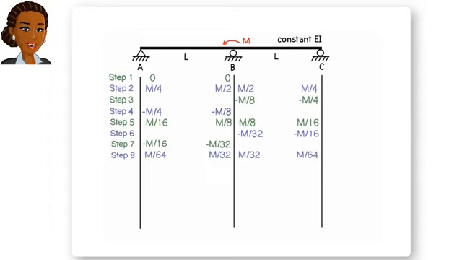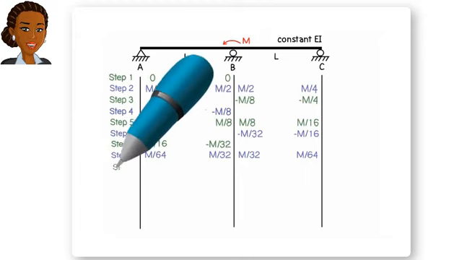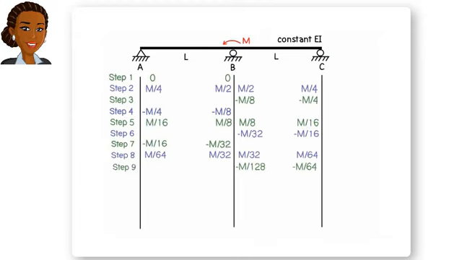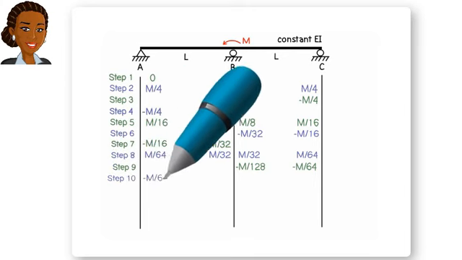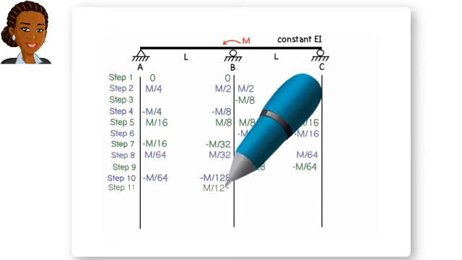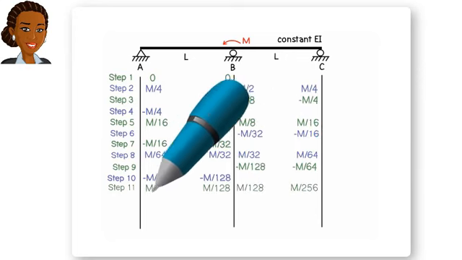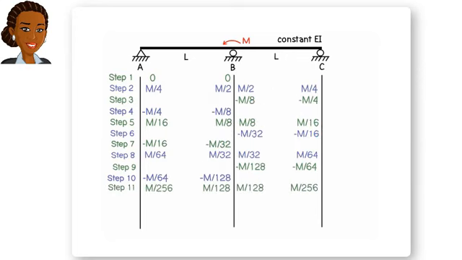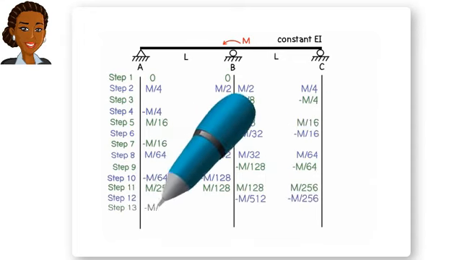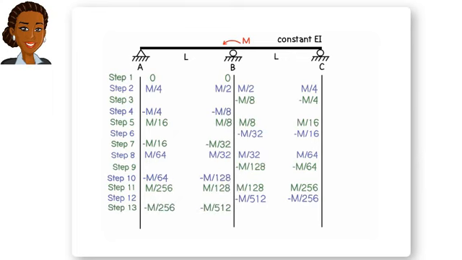Let's see the results of a few more iterations. The next iteration gives us these values. One more iteration and we get these values. Then we get these. And these. These, and these.